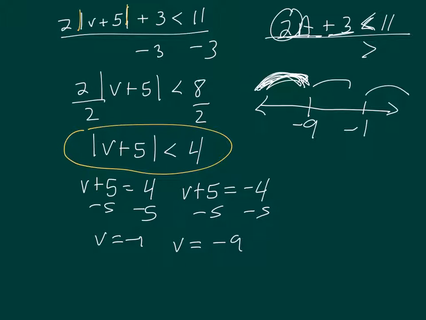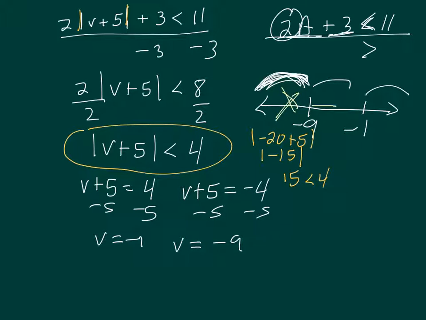So if I pick, let's say, negative 20, I get the absolute value of negative 20 plus 5, which becomes the absolute value of negative 15, which of course is 15, and I get the statement 15 is less than 4. Well, guess what? That's not true. So I'm not going to shade this part in.